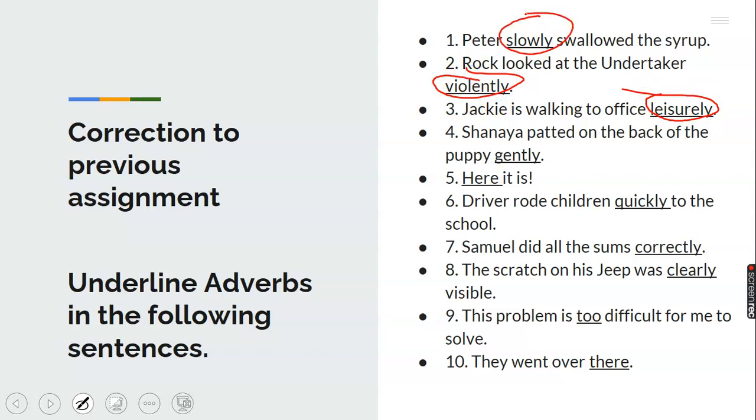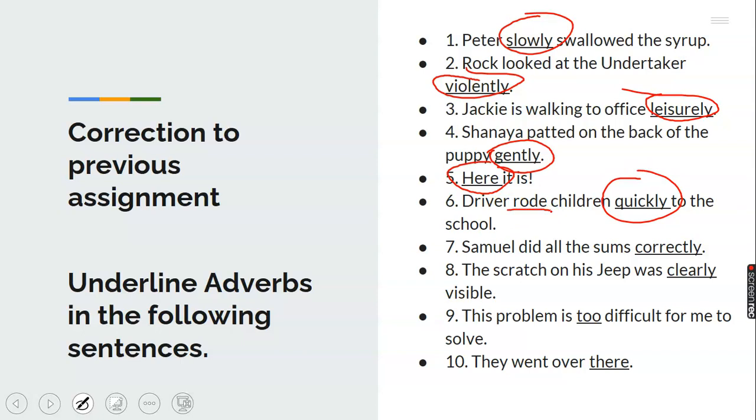Also, Shania patted the back of the puppy gently. How? Gently. This tells us how the patting was done. Number 5, here it is. This is an adverb of place. Here, telling us where the thing is. Number 6, driver rode children quickly to school. Quickly here is telling us how the verb ride was conducted.